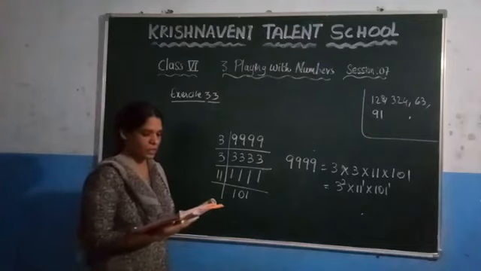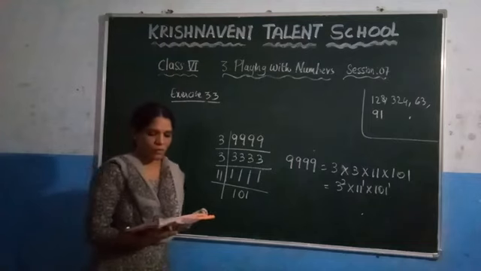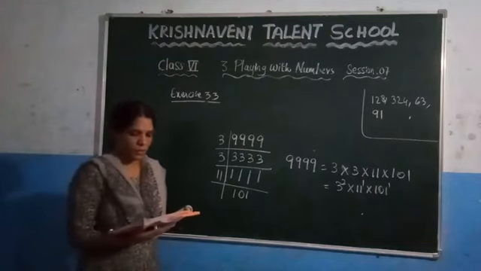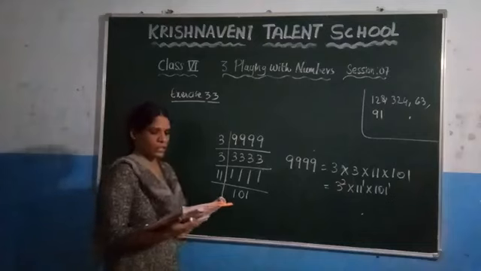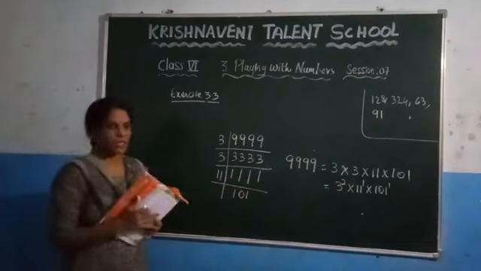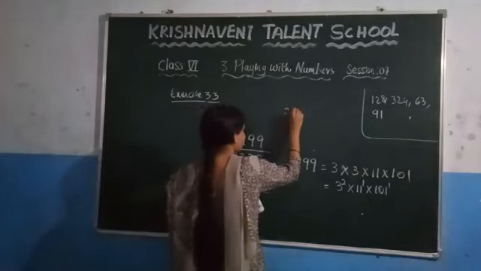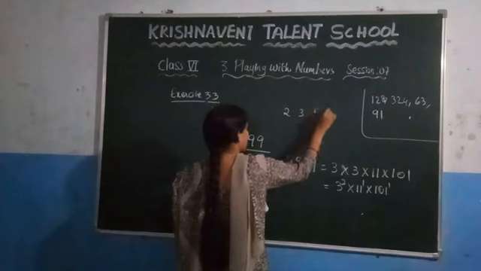What is the question given here? I am the smallest number having 4 different prime factors. Can you find me? Here it is in the form of some puzzle what they have given here. Let us consider what are those 4 different prime factors. Let us consider 2, 3, 5 and 7.